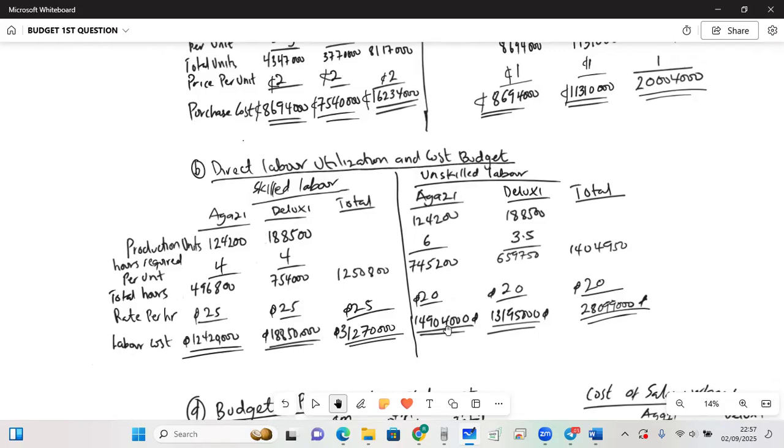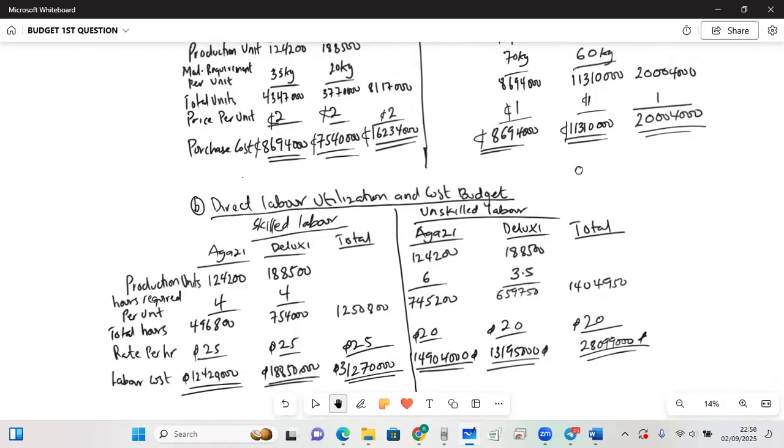Now for unskilled labor as well, we do the same thing. We multiply the total hours times the rate. We get the labor cost here. We get the labor cost for the luxury, and then we add the two, and then we get the total. So this will be the direct labor utilization cost, right?